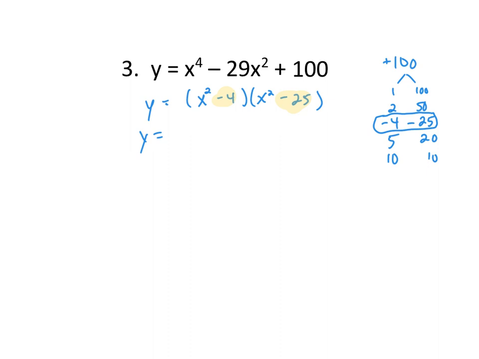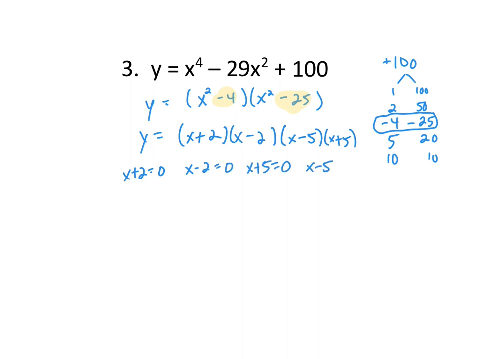Let me back up here. So the first one can factor into x and x, and then plus 2, minus 2. If it's a square number, you take the square root, and that's the two factors, one positive, one negative. The same thing here, x minus 5, x plus 5. And we should have 4 answers because it's an x to the 4th polynomial. So we set each of those equal to 0. x plus 2 equals 0, x minus 2 equals 0, x plus 5 equals 0, x minus 5 equals 0.